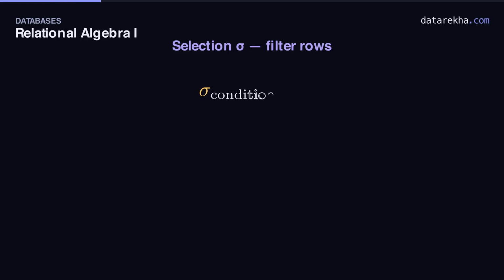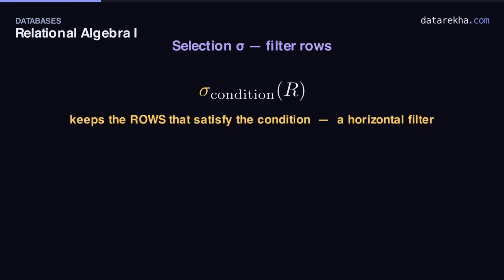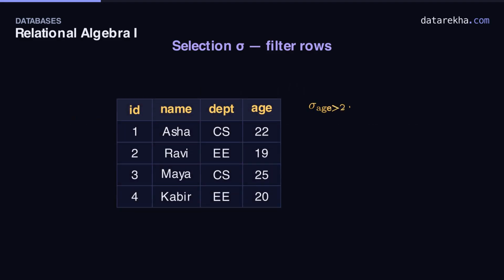The first operator is selection, written with a Greek sigma. Sigma with a condition tucked underneath, applied to a relation R. Say it out loud as select from R the rows where the condition holds. Let's run one. Sigma, age greater than 20 of students.